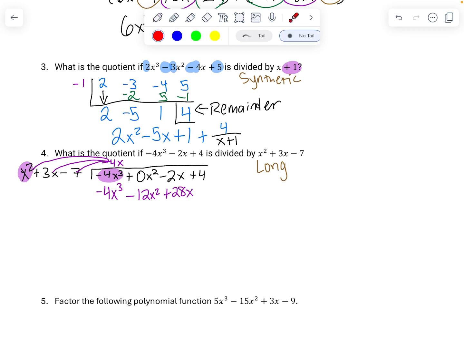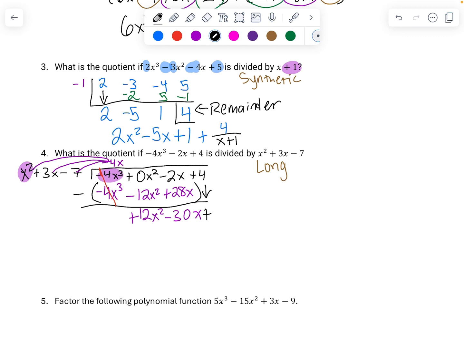Now, when we were doing synthetic division up here, we were adding down. With long division, we subtract. So I'm going to put all of this in parentheses, and I'm going to subtract down. So I'm going to have negative 4x cubed minus a negative 4x cubed. That is going to cancel for me, which is great. That's what I wanted. Do the same thing with the next term. I have 0 minus a negative 12 gives me positive 12x squared. Negative 2 minus a positive 28x gives me negative 30x. And then we just bring this 4 down like we would with normal division.